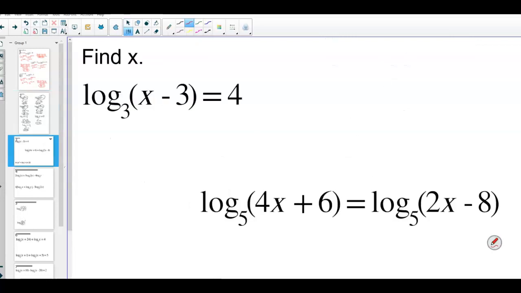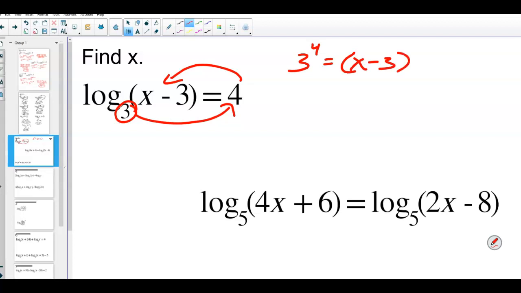Okay, now the big thing here is this. Is there a log on both sides or not? Okay, that's what we're really looking for here. In this case, there's not a log on both sides. So, when I do this problem, it's this raised to this equals this. It's 3 to the 4th power has got to equal x minus 3. 3 to the 4th is 81. I add 3 to both sides and I get 84.